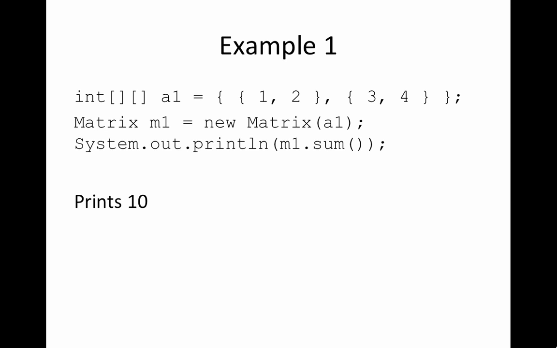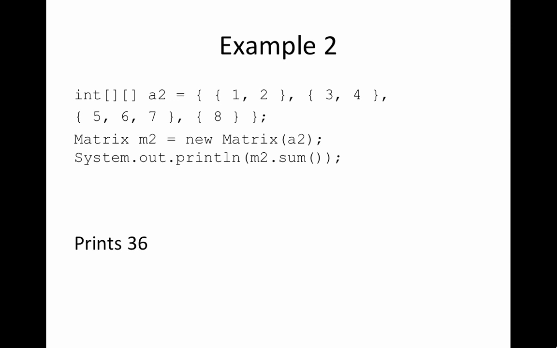Here is one example of an array. We provide that array to our matrix constructor, and then we call the sum method through the matrix object. This should print on the screen 10 because the elements we have inside the array are 1, 2, 3, and 4. The addition of those has as a result 10.